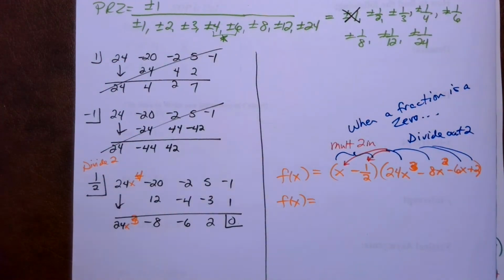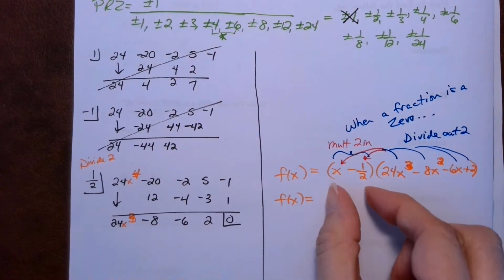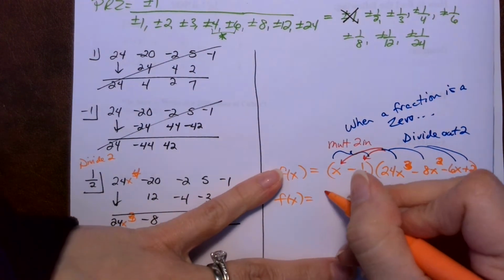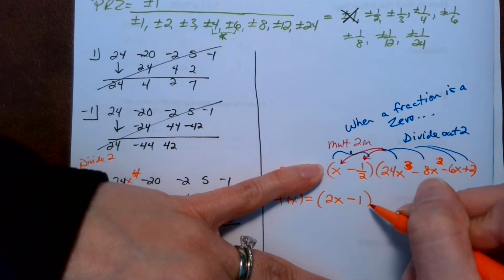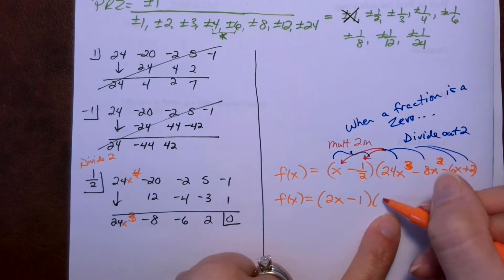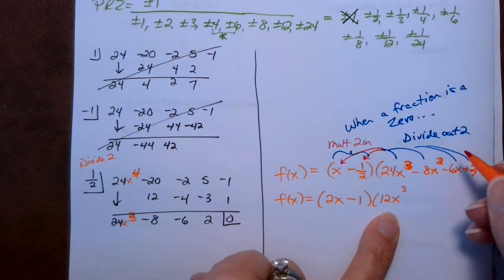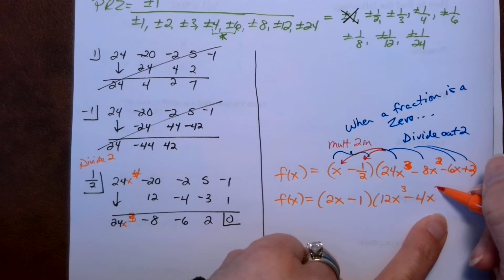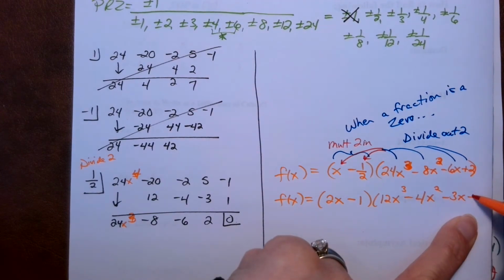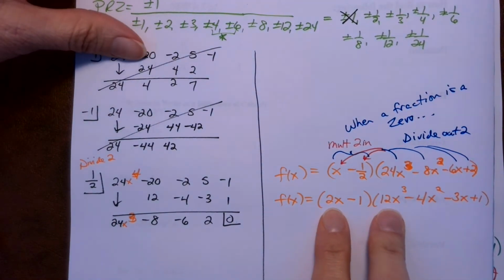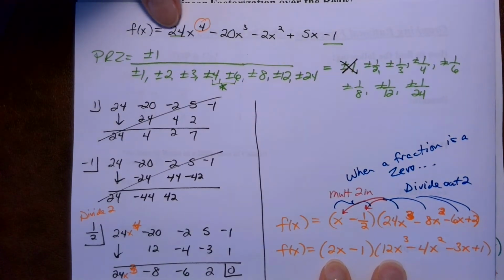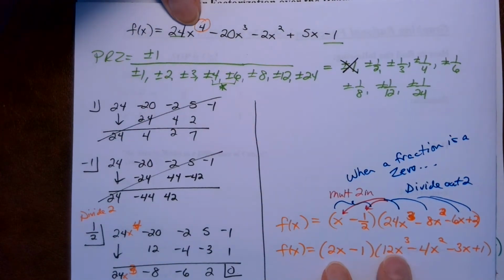And that always happens. We're going to divide out a 2 from this cubic, and we're going to give it to this factor to clean it up a little bit. So if I distribute here, multiply 2, that's going to be 2x minus 1. If I divide a 2 out of him, he's 12x cubed minus 8x squared minus 3x plus 1. Okay, is that good? Let's see. What's 2 times 12? My problem was 24x to the 4th, and that works.